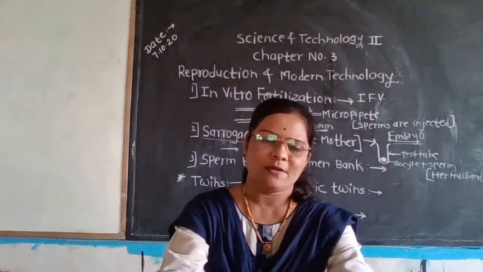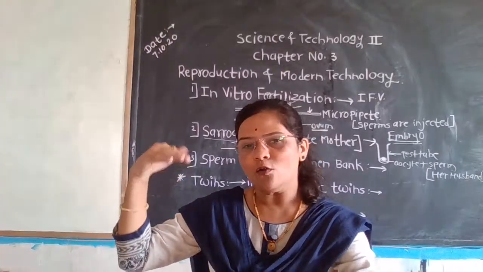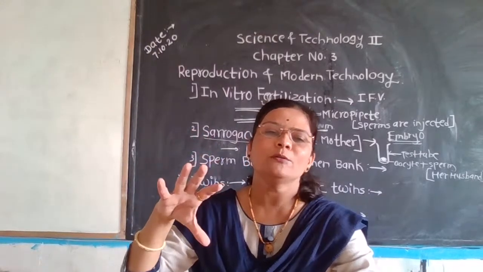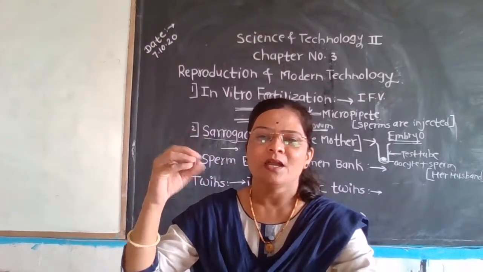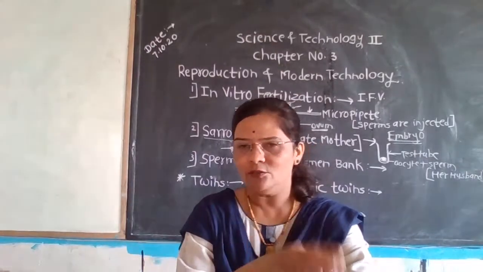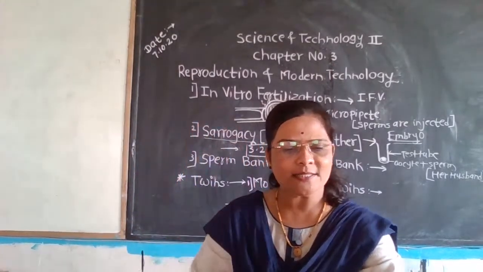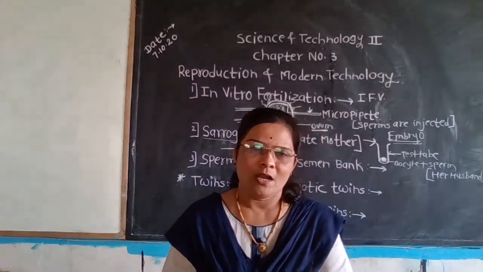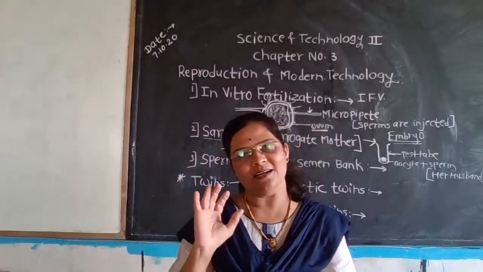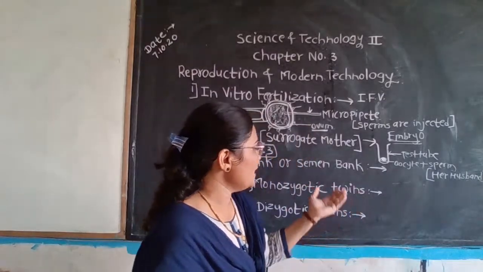Look at the picture. Some other woman, if she is ready to grow the embryo for 9 months and 9 days, and then give birth to the child and give that child to those parents, that is called surrogacy. And such a woman whose uterus is used for the embryo implantation is called a surrogate mother.